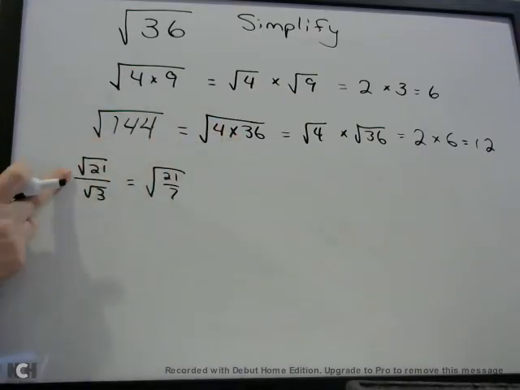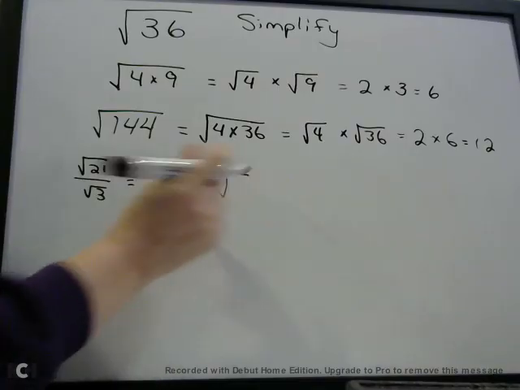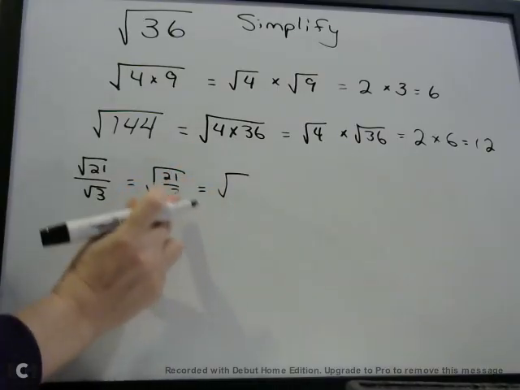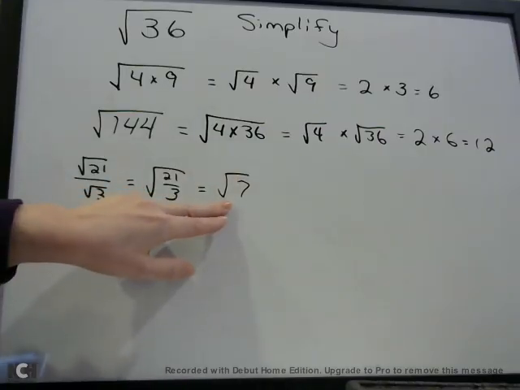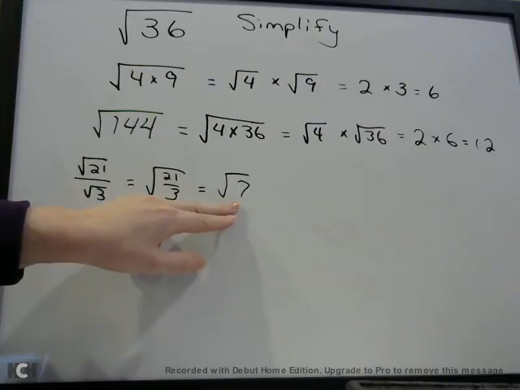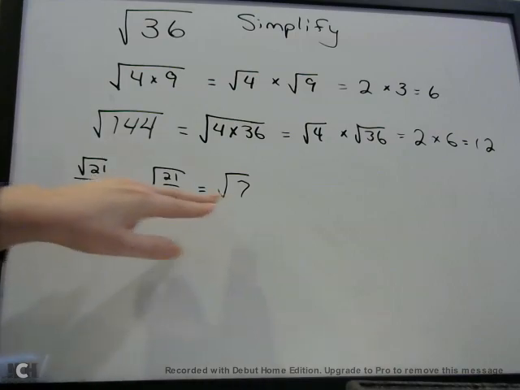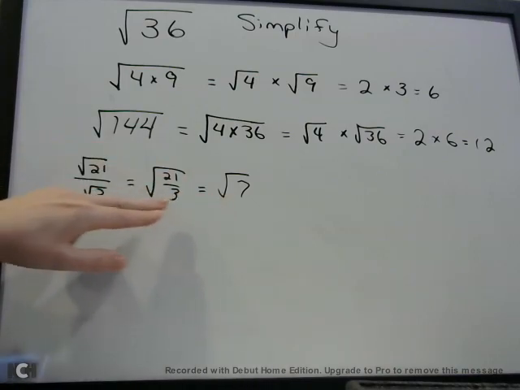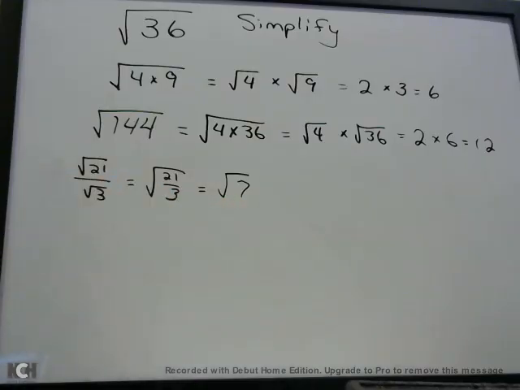Anytime you do multiplication or division, you can combine them. So 21 over 3. 21 over 3 is 7. So this just equals the square root of 7. Now we can't simplify that anymore, because the square root of 7 is not a whole number. So this would be the simplification of this, you put it all under the radical sign, and then you have 7. But that would be the final answer, the square root of 7, if you're doing a simplification problem.